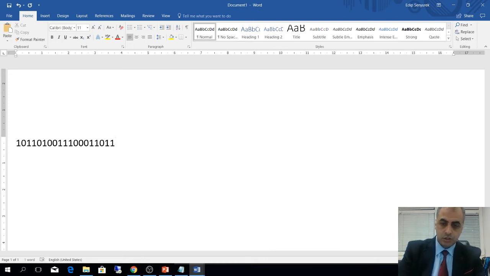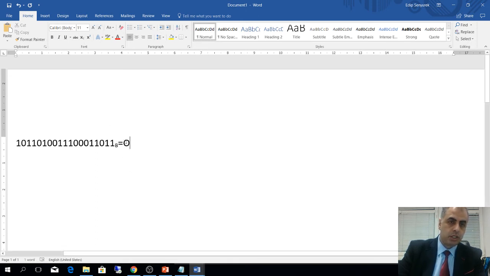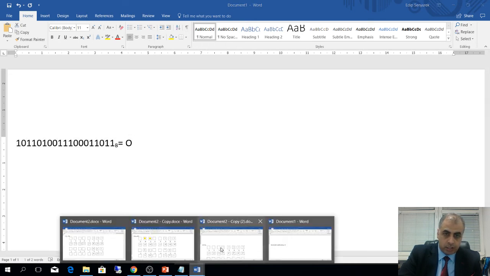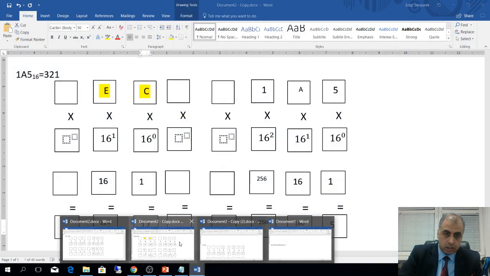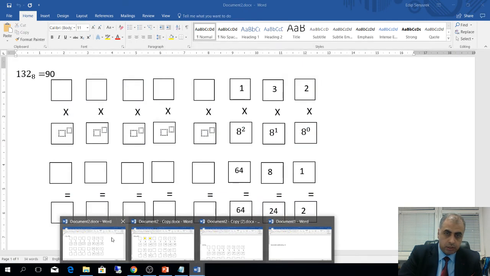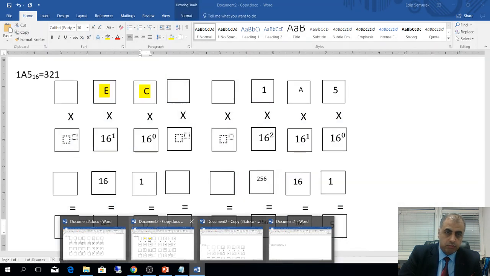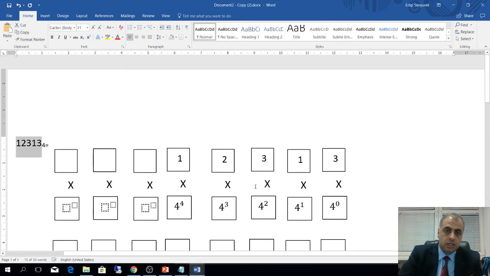10011, okay, so it is a binary number. What will it be in octal number? As I mentioned here, this can be converted to octal number. The first way to make this number, here is the example. This is for octal number, this is for decimal. Okay, this is the example.